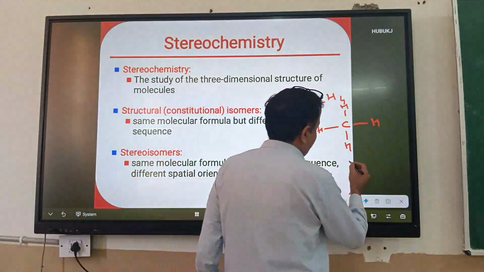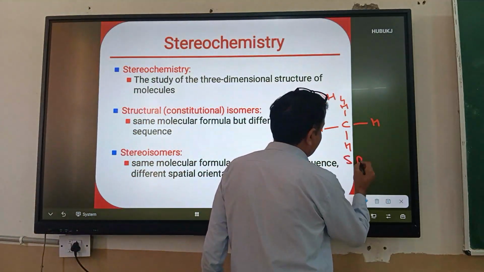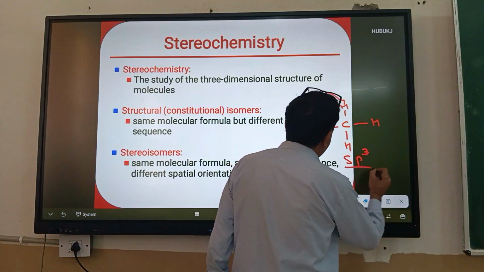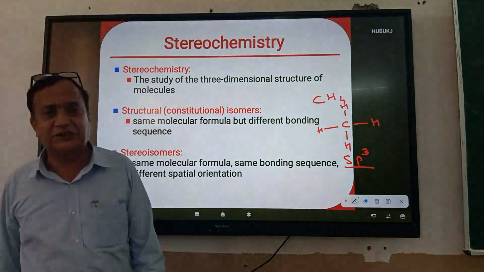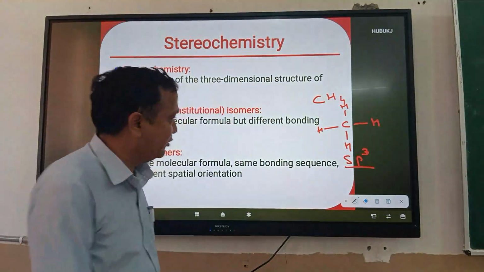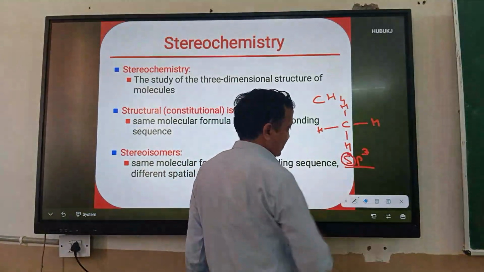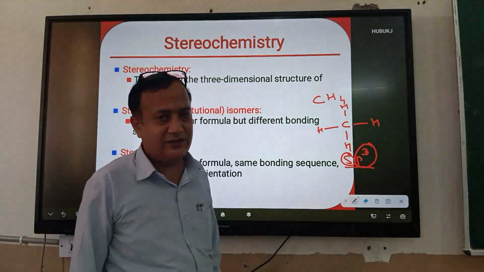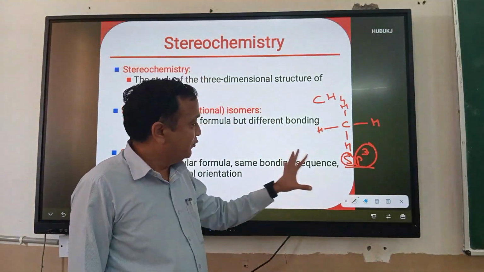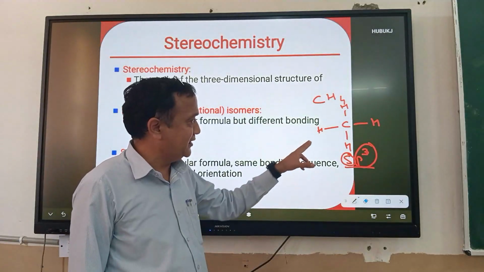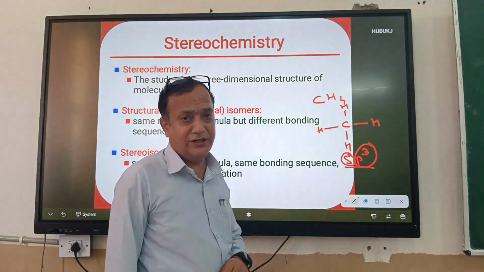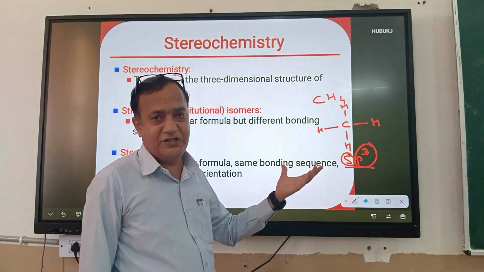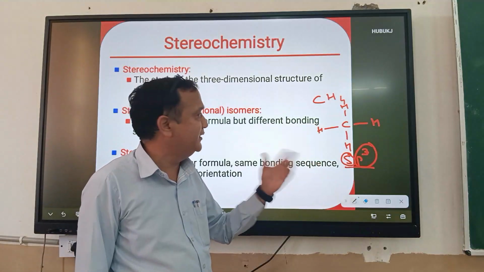First of all, you have to see what the hybridization is in this case. You have studied hybridization in previous classes. The hybridization of carbon here is sp3. sp3 hybridization means one s orbital and three p orbitals are involved. So four orbitals are around the carbon. According to molecular orbital theory, these orbitals must be maximum apart from each other.